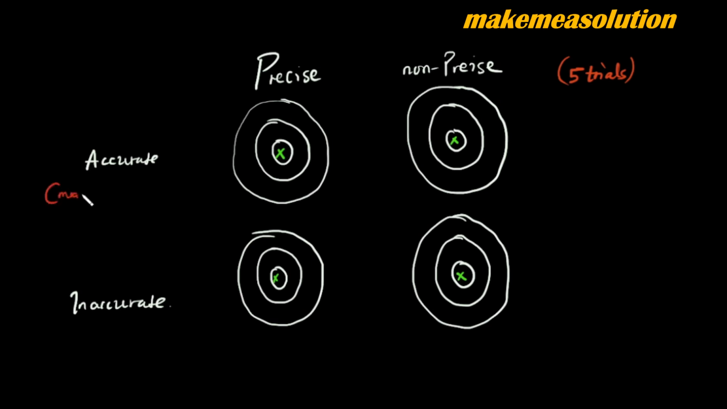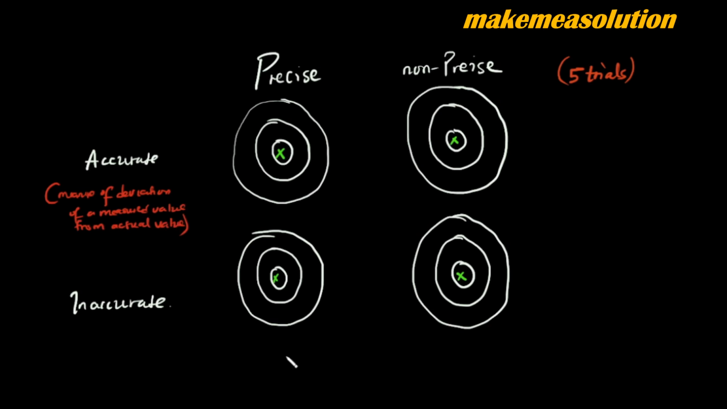So accuracy is actually what? Measure of deviation of a measured value from actual value.